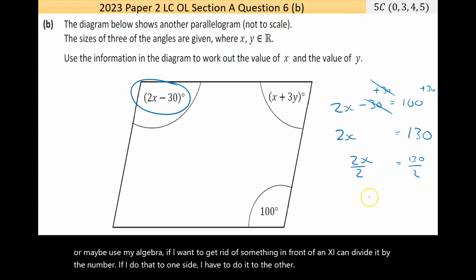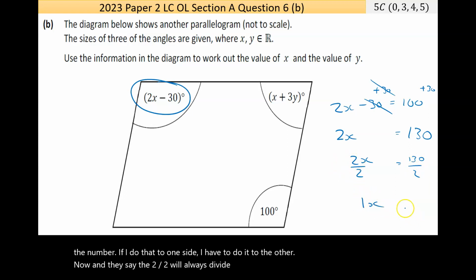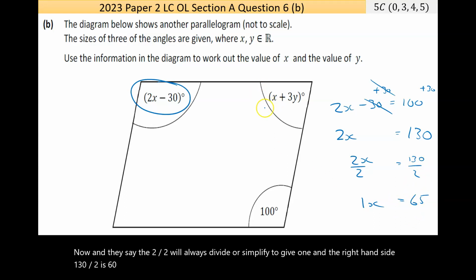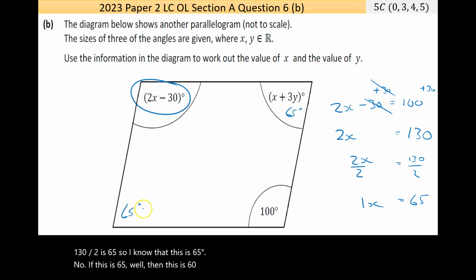Now on this side, the 2 divided by 2 will always simplify to give 1. On the right hand side, 130 divided by 2 is 65. So I know that this is 65 degrees. Now if this is 65, well then this is 65. So straight away on the diagram I have information.